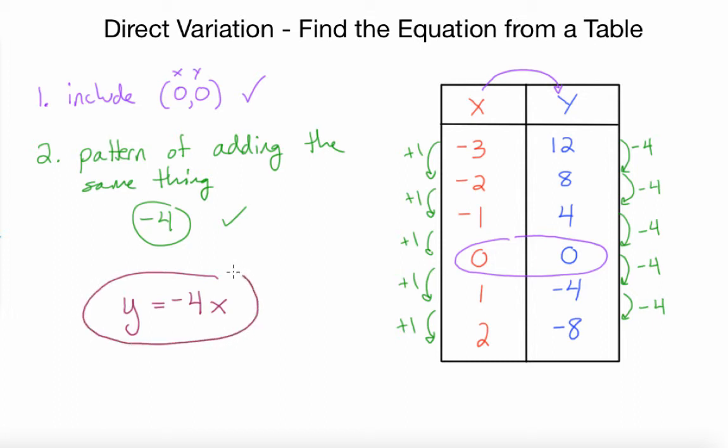But there you go. There's an example of taking a table of values, looking to see, is it showing me a direct variation relationship? Does it include the point 0, 0? Does it have this constant pattern of adding the same thing? And if so, we have our direct variation. Whatever I'm adding in the pattern is going to be my constant of variation.